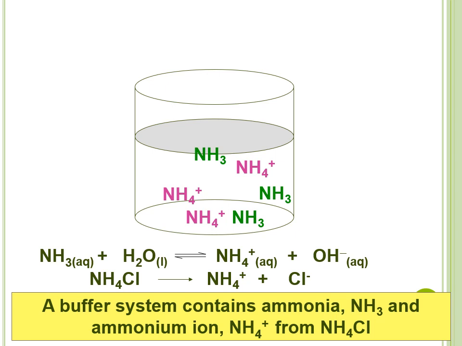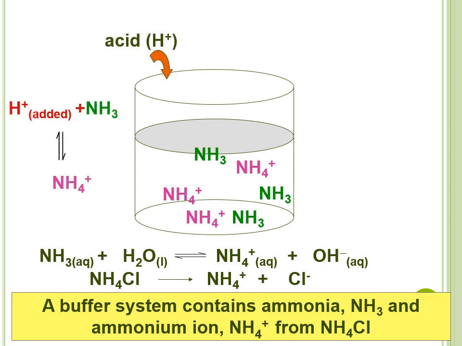Now we have another beaker with our basic buffer solution, and we are going to insert in it a little bit of acid. What happens is the acid is going to be consumed by the ammonia and it will form ammonium ion, so the pH is maintained. You can see NH4+, the purple item, is added.